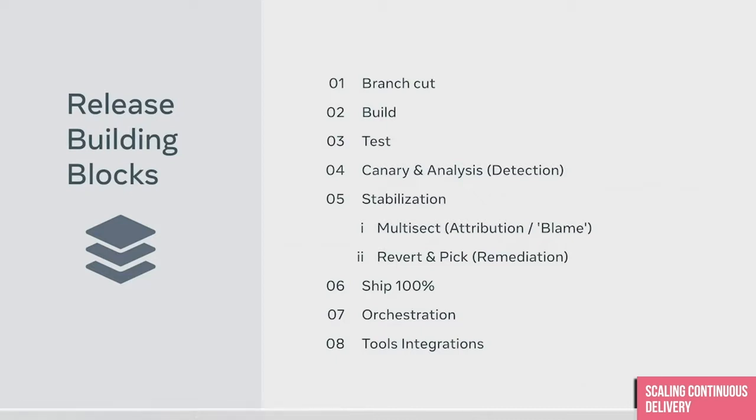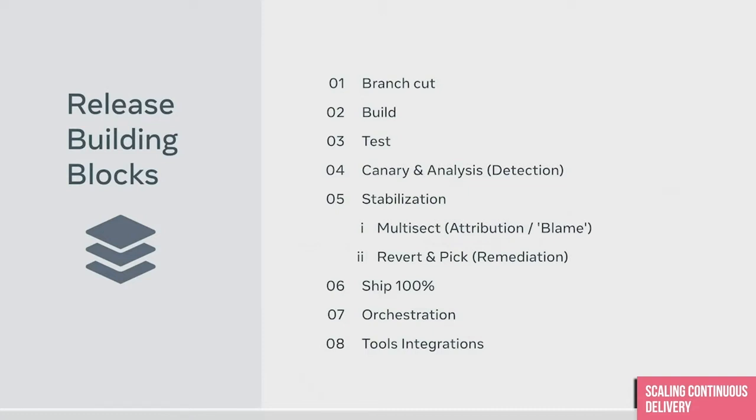Those are the main building blocks used as part of the Lite server releases. Let's go quickly through each of those, and we will deep dive later into the interesting parts. The branch cut: when a new release is about to start, we create a new dedicated branch for it. The build is compiling and creating a package for shipment. The tests are unit tests, integration tests, end-to-end tests, and all kinds of tests. Canary and analysis is the way to detect regressions before we ship to the whole fleet. And the stabilization includes two parts, the attribution and remediation.